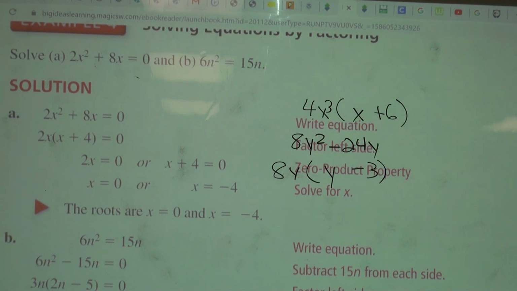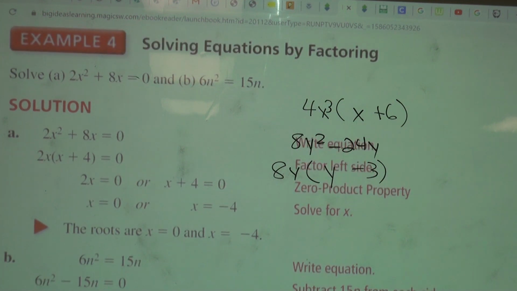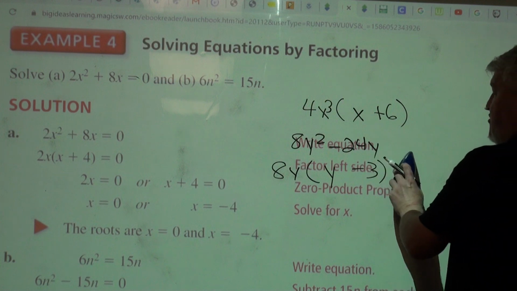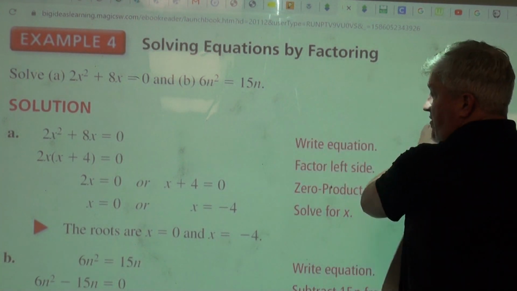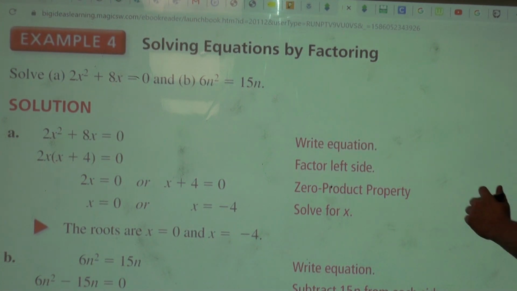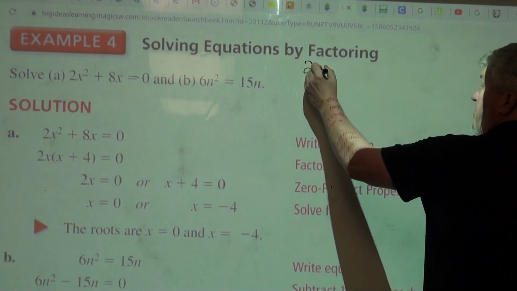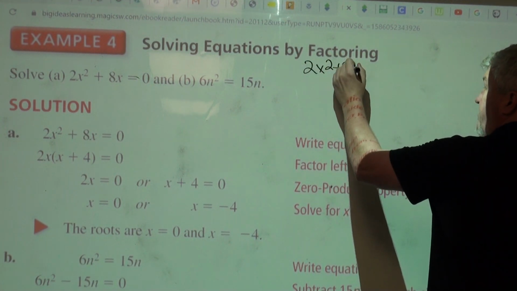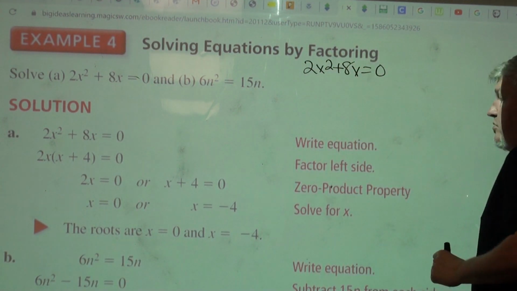All right, last thing, I'm sorry, there's an example here I want you to show. It's called solving equations by factoring. Solving equations by factoring. So the first one says solve 2x squared plus 8x equals 0.